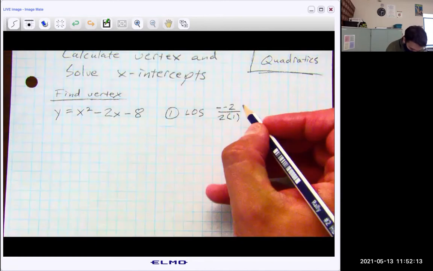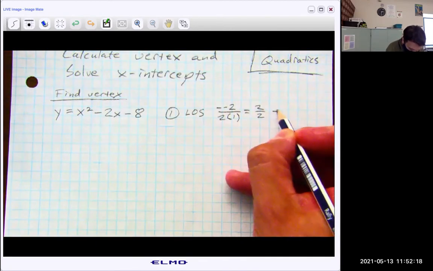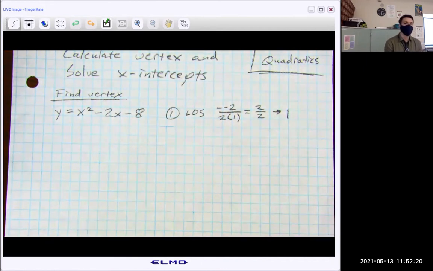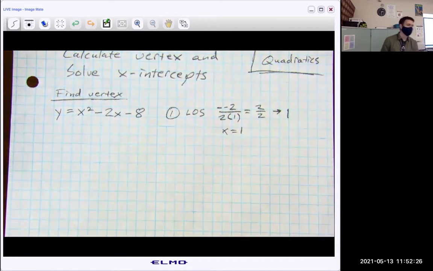So that is 2 divided by 2, which is just 1. And line of symmetry is always x equals 1. That's the line that's dividing the parabola in half. That's when the vertex happens. When x is 1, you're also at the vertex if you're on the parabola.